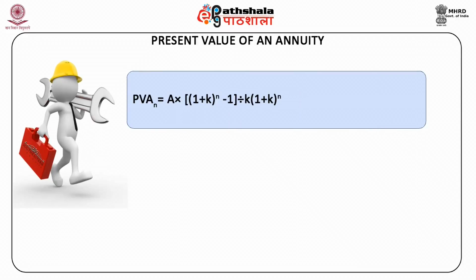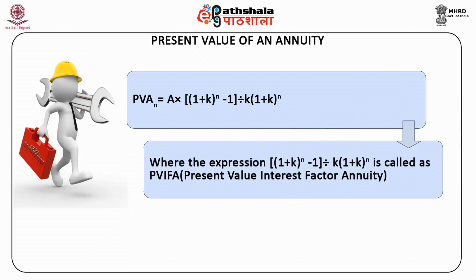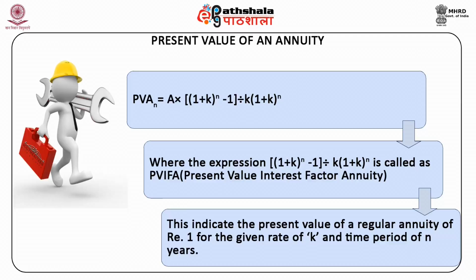PVA N is equal to A into [(1 plus K) raised to power N minus 1] divided by [K multiplied by (1 plus K) raised to power N], where the expression [(1 plus K) raised to power N minus 1] divided by [K multiplied by (1 plus K) raised to power N] is called PVIFA, present value interest factor annuity, and this indicates the present value of a regular annuity of rupee 1 for the given rate of K and time period of n years.